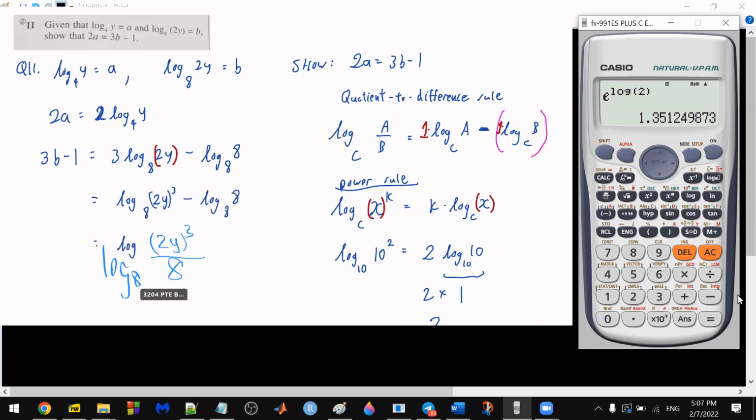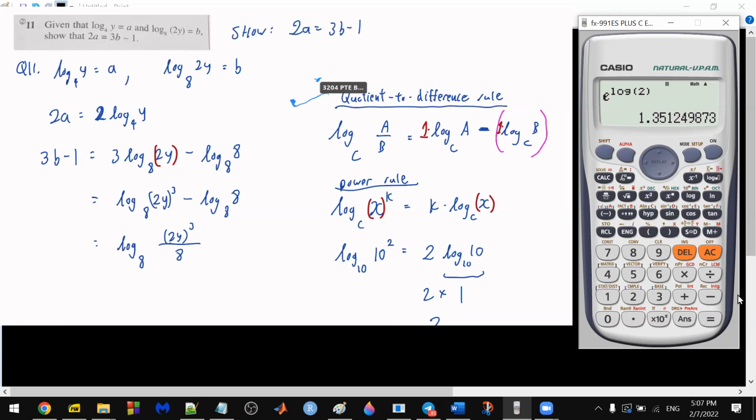Then now you can combine them as a quotient. 2y bracket cube over 8. Might have made this a little bit too complicated, but okay, we can still work with it. Now we got a single term already, but here, look at the base of the logarithms. Are they the same? No. Different. Then what do you do?